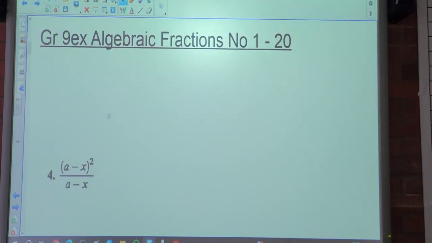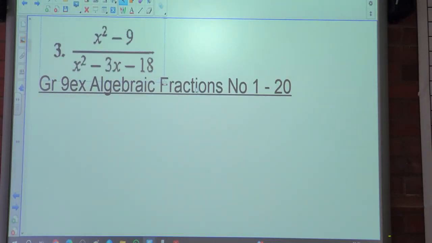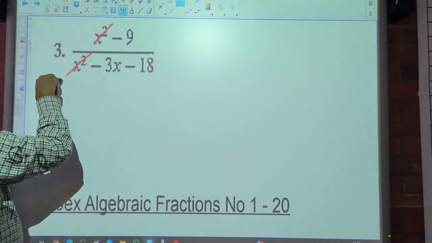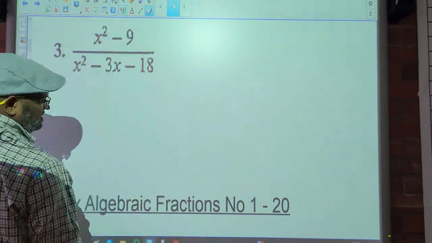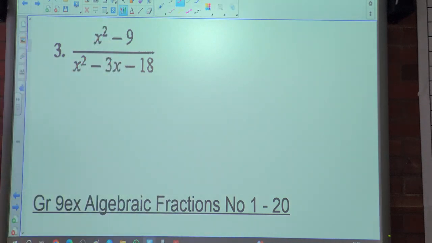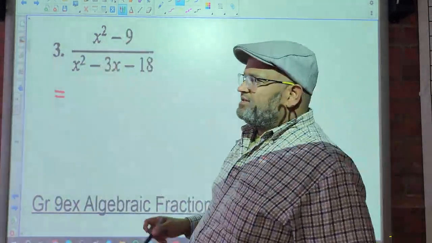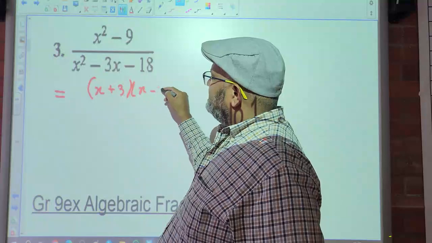Number 3. Here we've got x squared minus 9 over x squared minus 3x minus 18. People cannot simplify the x squares here. Again not, because of the multiple terms in the numerator and the denominator. So we need to get it as one term. Okay. So what type of factorization will happen on top? Difference of two squares. So what do I get? x plus 3, x minus 3.